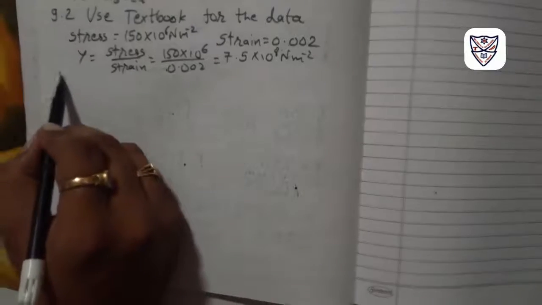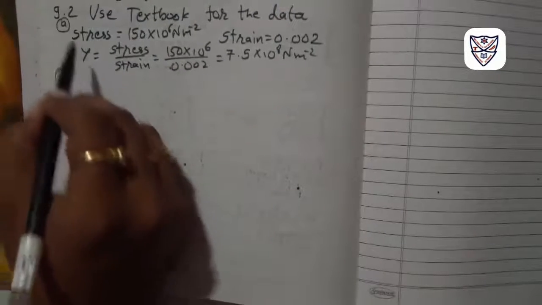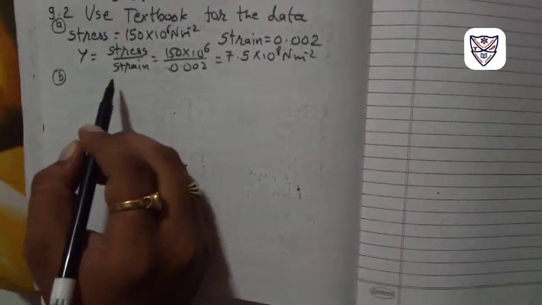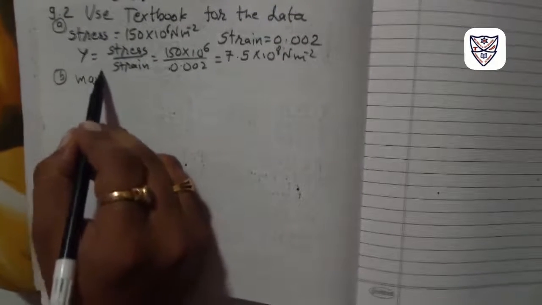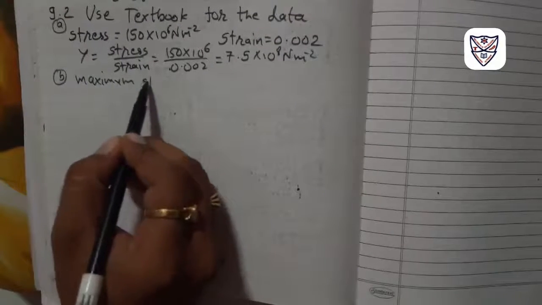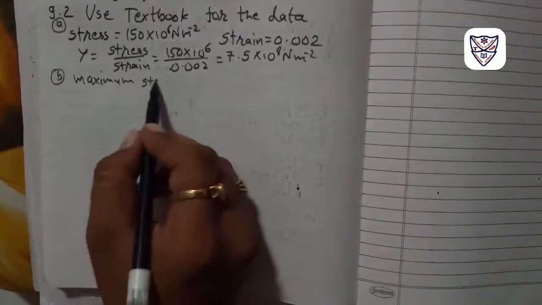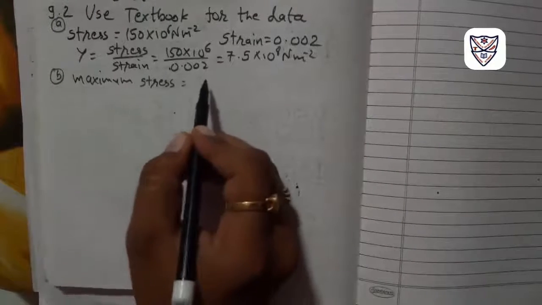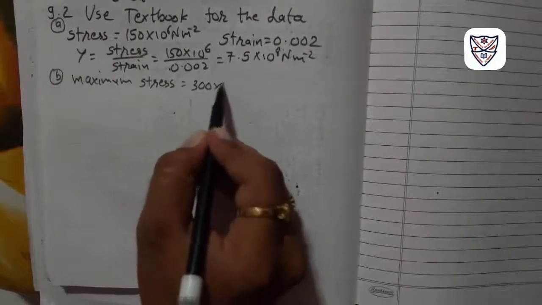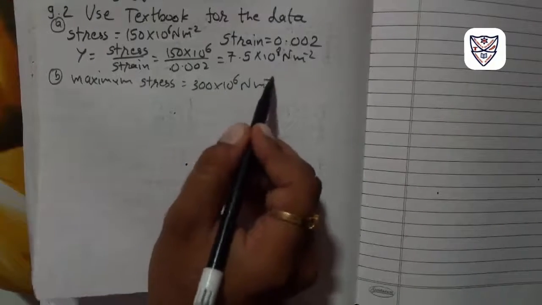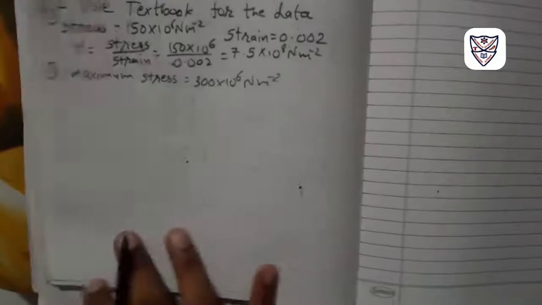Now this was A, second question B, where we have to find the maximum stress. So the maximum stress is in the form of yield strength, right? So that value will be 300 into 10 raised to 6 Newton meter to the inverse square. This is also from the graph, okay? For this numerical, again students, you have to use the textbook for the data.